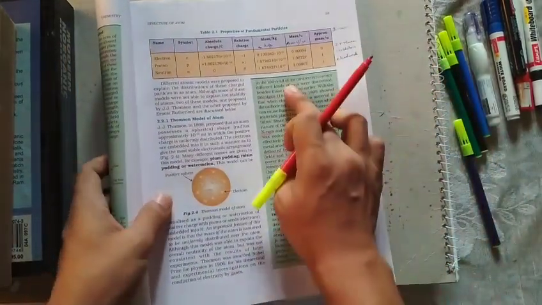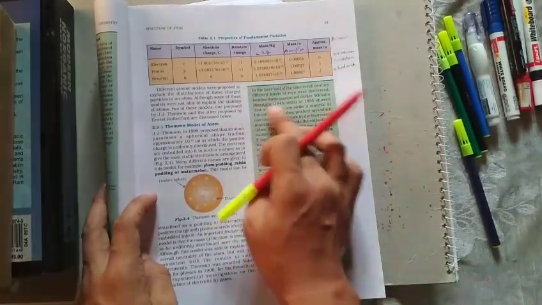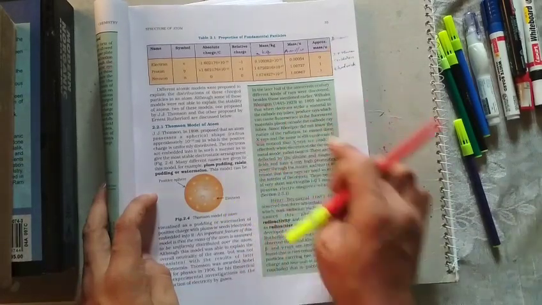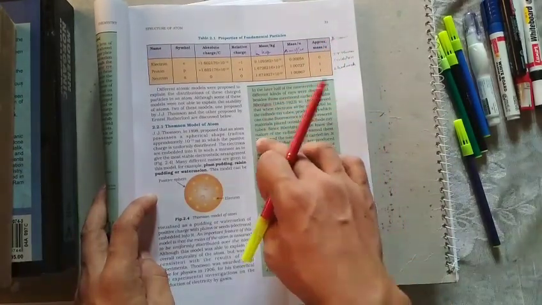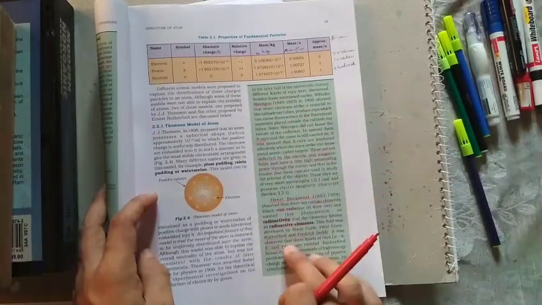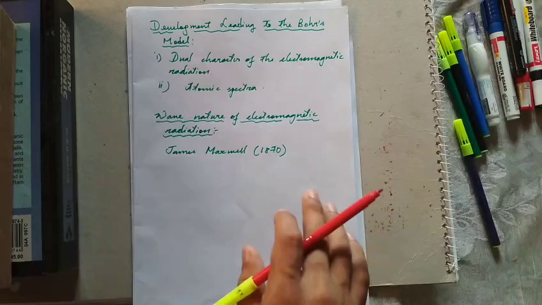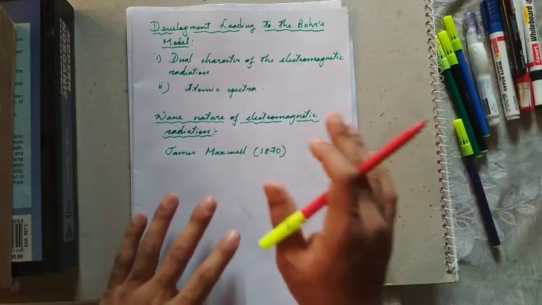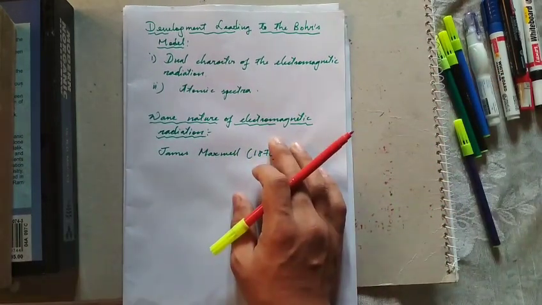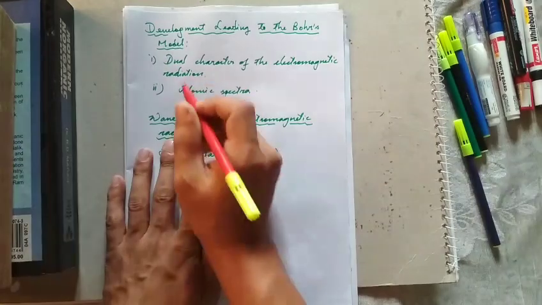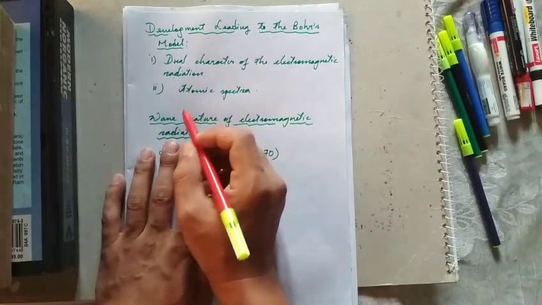Please go through page number 33 in your textbook about the discovery of X-ray and then radioactivity. Please read it through at your home. X-ray and radioactivity. So the discovery of X-ray and then radioactivity, and then further discovery and development, such as the dual character of electromagnetic radiation.